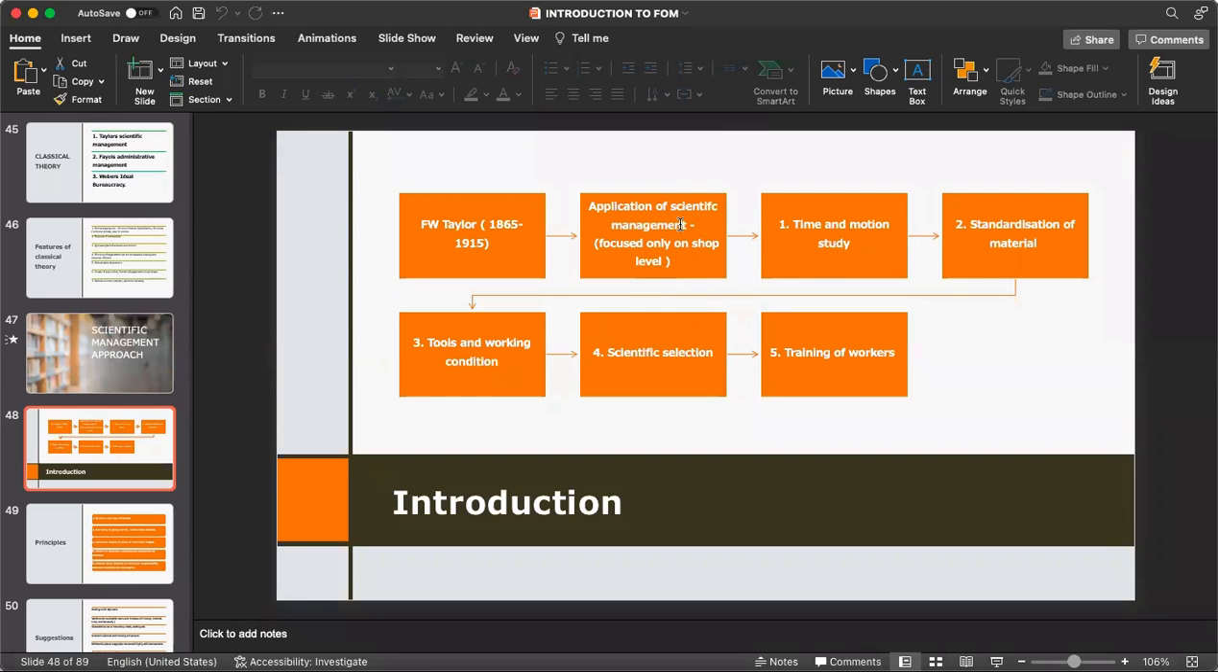Now, what do we mean by application of scientific management? This application is based on shop level management. You can see that it is focused on shop level management. What do we need to understand by shop level management? Anyone having any idea about this? What is shop level management? Because the scientific management theory, or Taylor's theory, is based on shop floor management only. What do you mean by that?